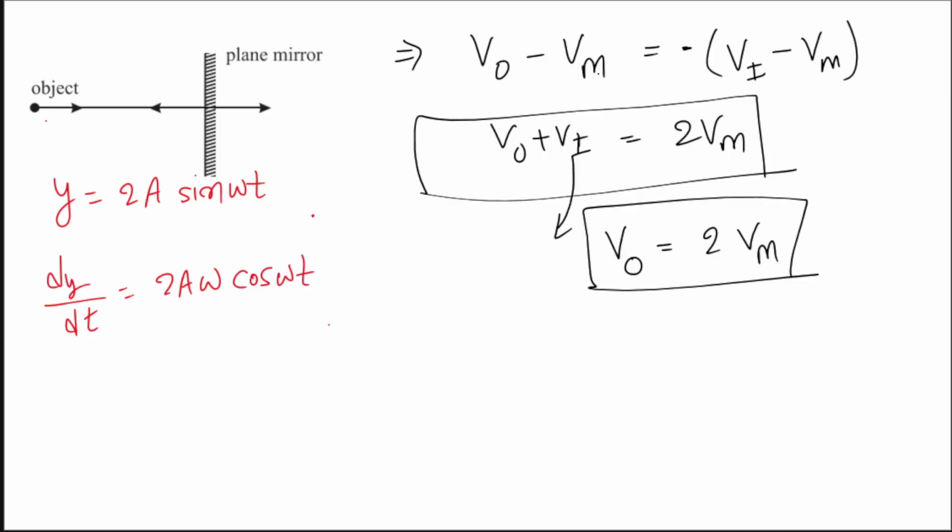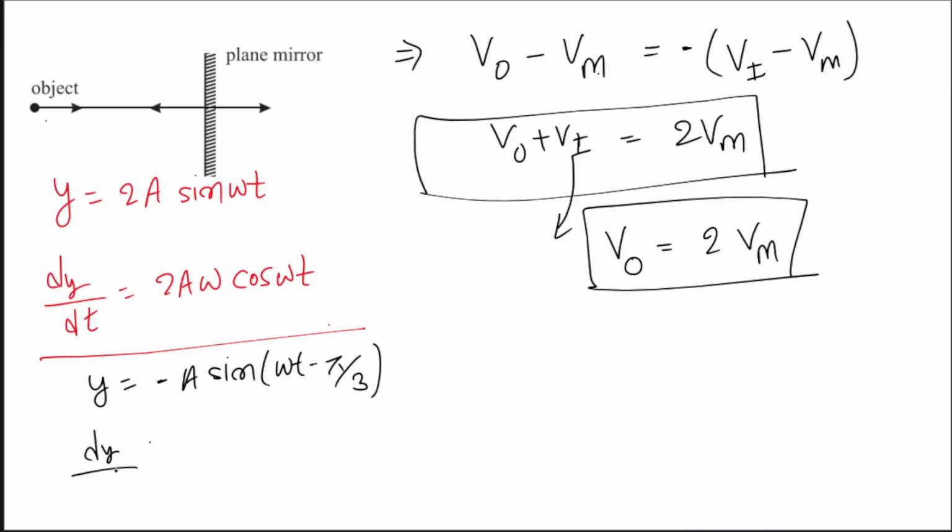ठीक है? And if you calculate the same thing for mirror, मिरर के लिए क्या होगा? Y is given as minus a sin (omega t minus pi by 3). So if you differentiate it, dy by dt, you're going to get minus a omega cos (omega t minus pi by 3).